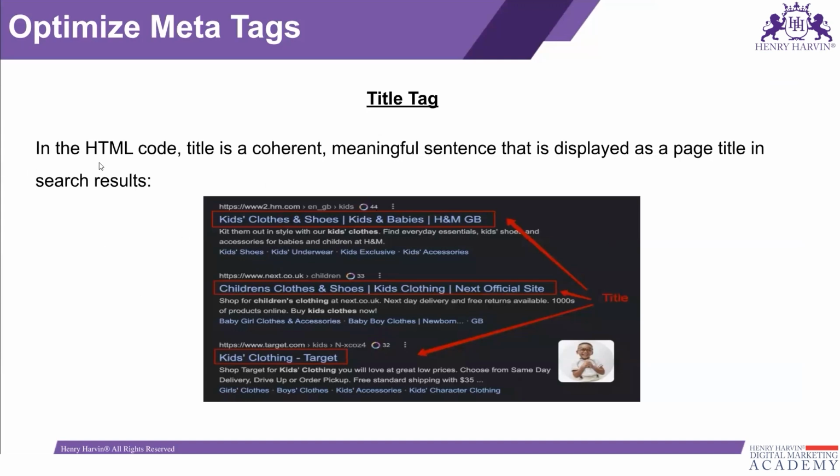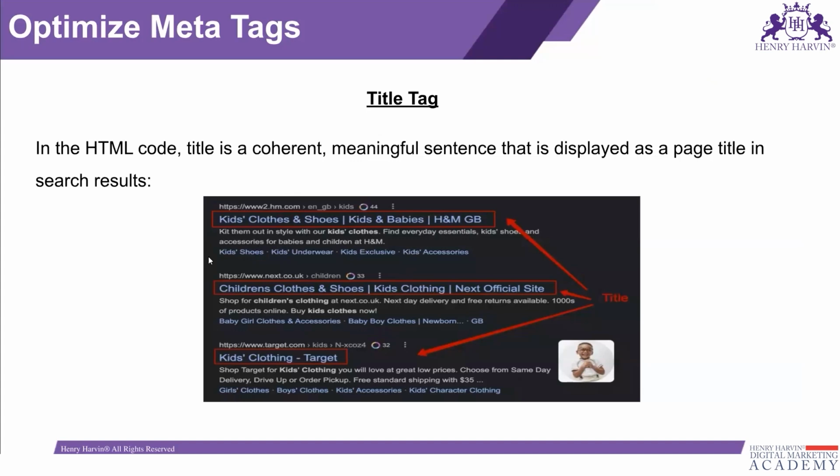In the HTML code, the title is a coherent, meaningful sentence that is displayed as a page title in search results. And here you can see the title is the first thing that your visitor can see. This is the first impression that you can make on the visitor. Like, he searches something and there are so many results, and if your title is compelling, then definitely they will click. So it should contain a compelling copy as well as a keyword, and your title should be relevant to what they are looking for. That's why it says meaningful sentence.